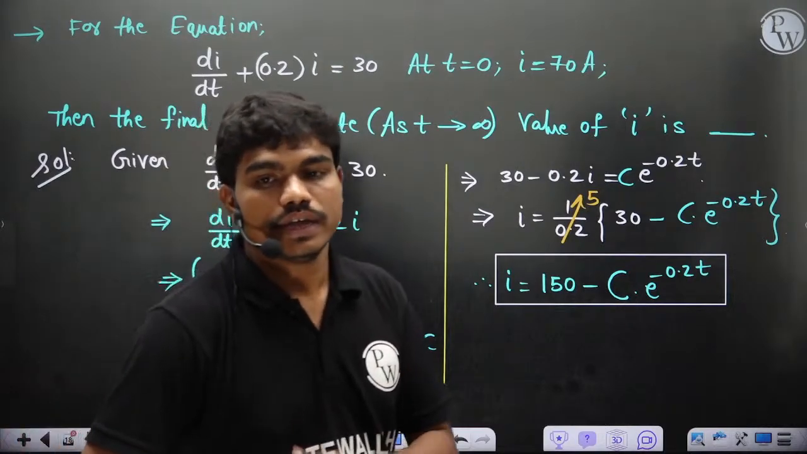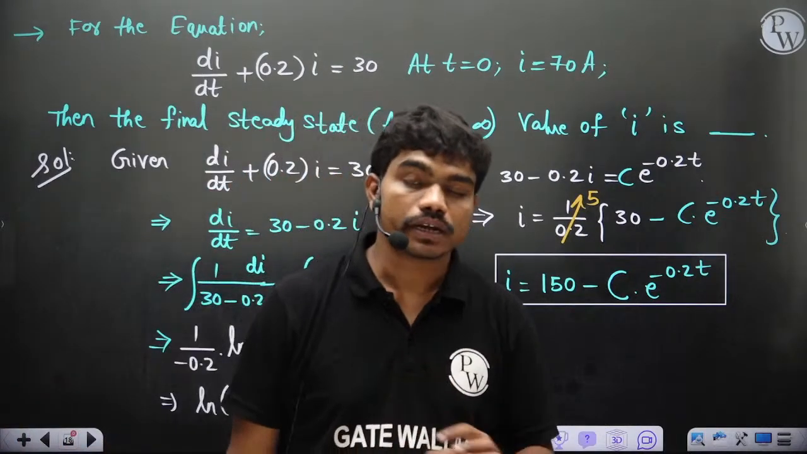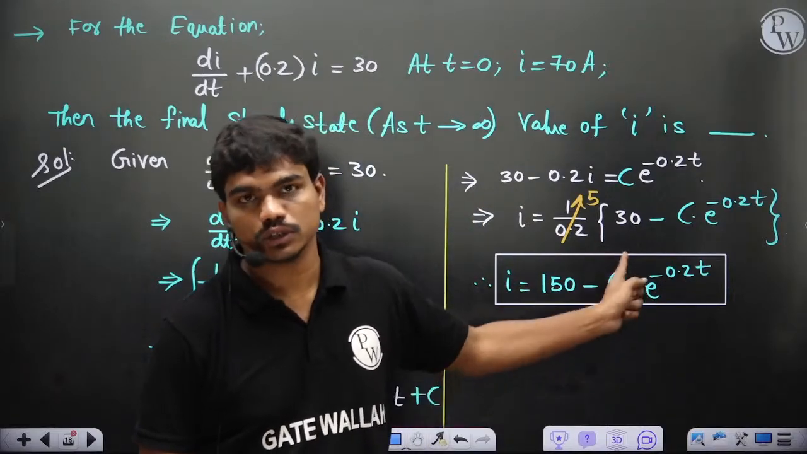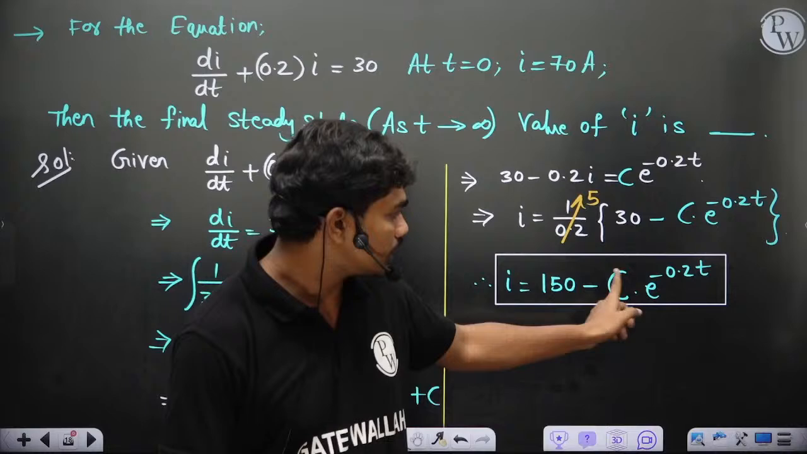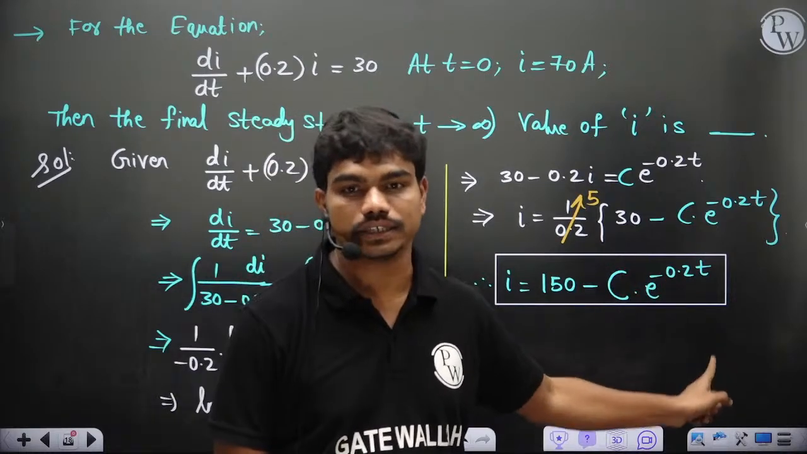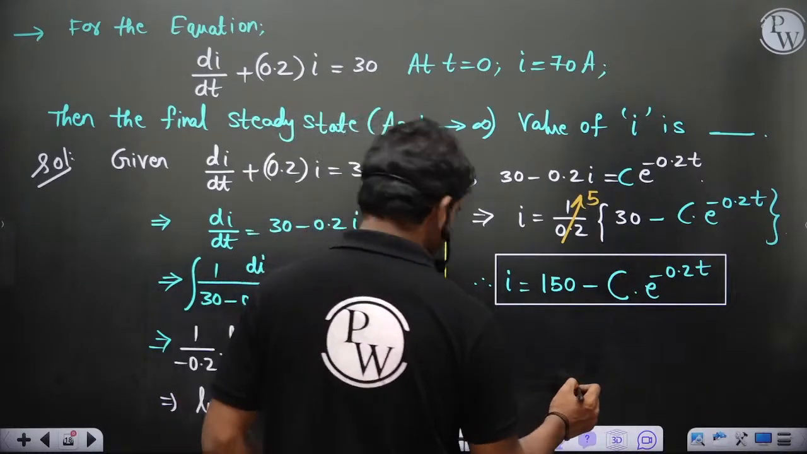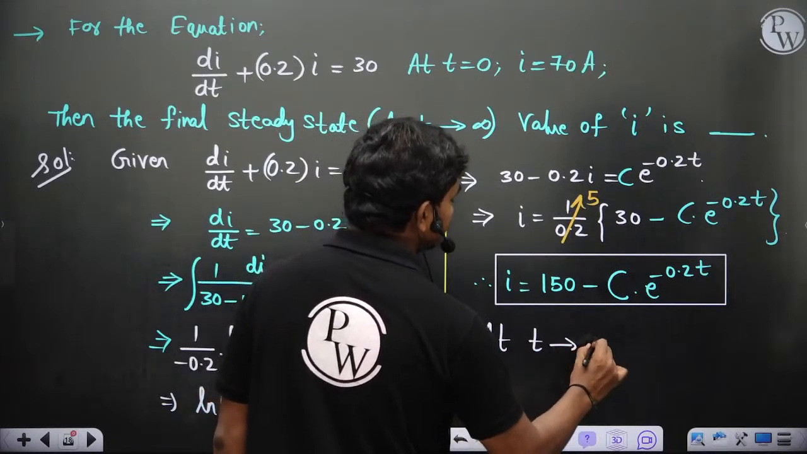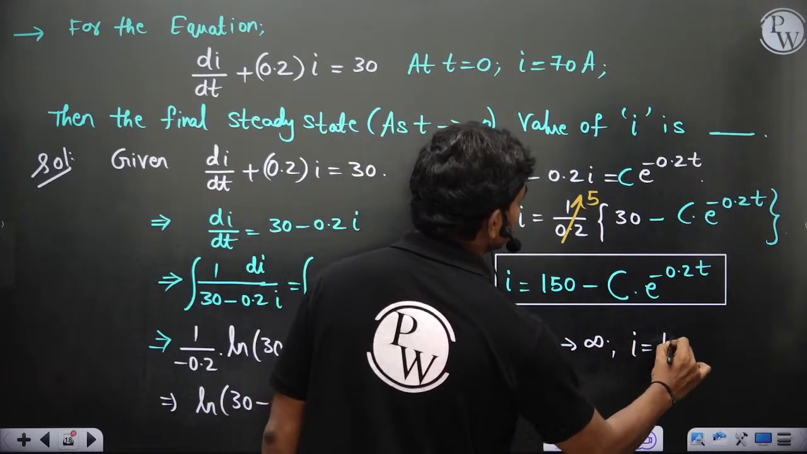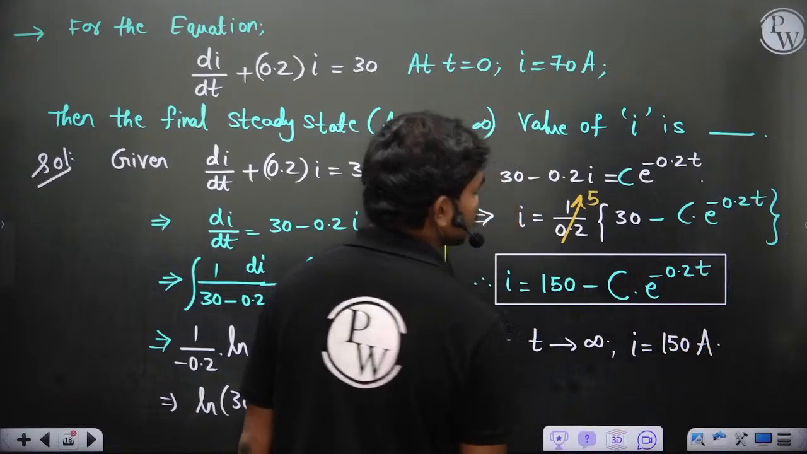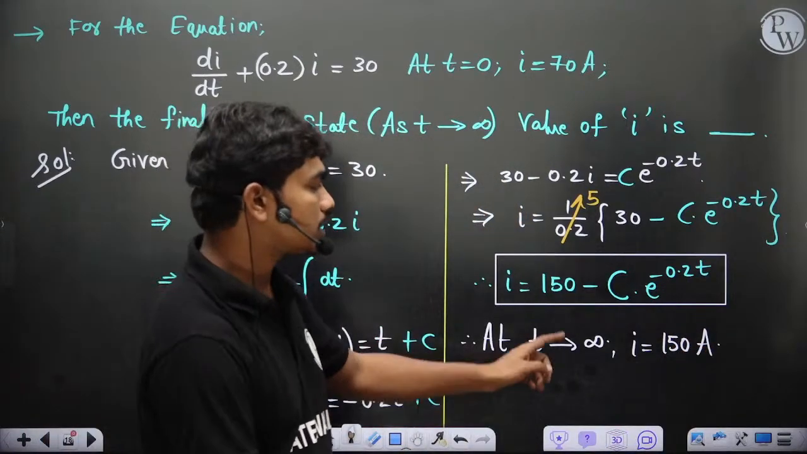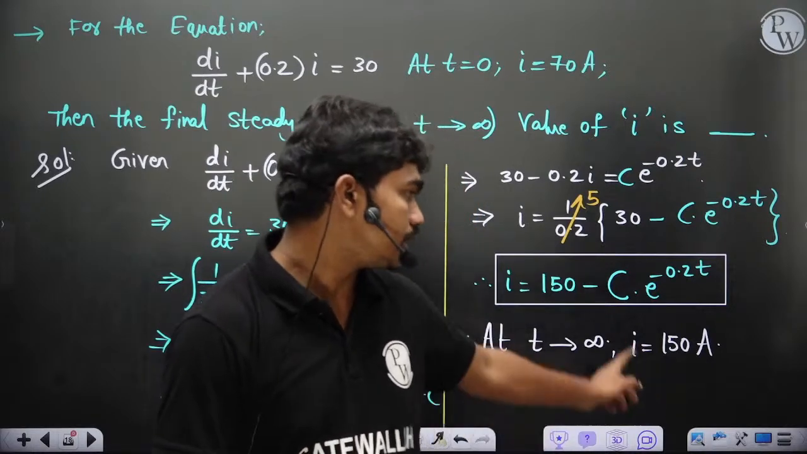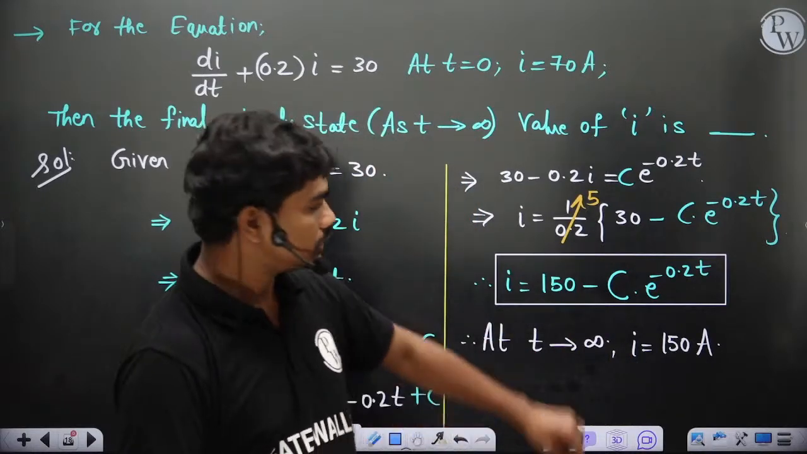0. So whatever the value of c, as long as you put t equal to infinity, this second term becomes 0. So there is no impact of this calculation of c in such a case. Therefore, at t tends to infinity, I will reach a steady state value of 150 amperes. Correct. This is one way of solving this.